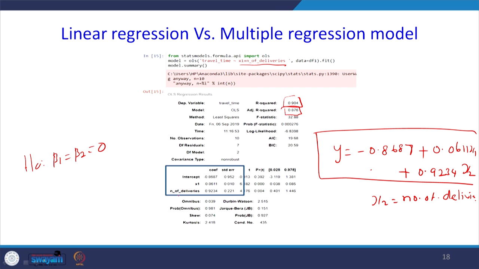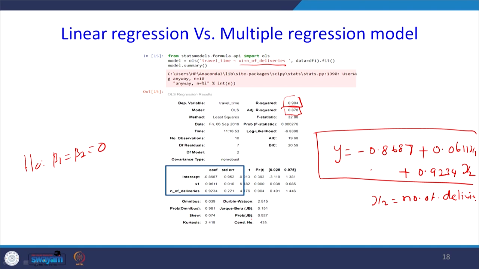That means there is a relation between x1 and y. Similarly, look at the number of deliveries. The corresponding p value is 0.004, which is also less than 0.05. So the hypothesis beta 2 equal to 0 also has to be rejected. That means at the population level the relationship is significant, even between x2 and y.